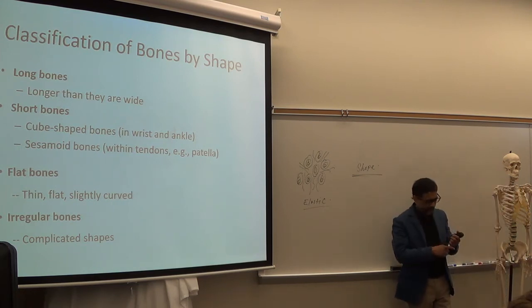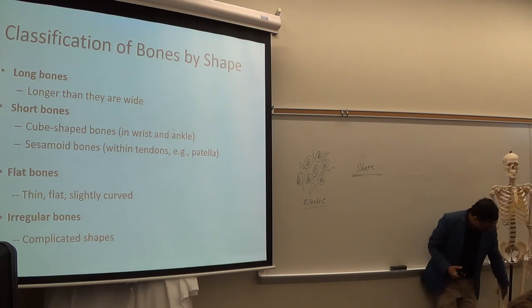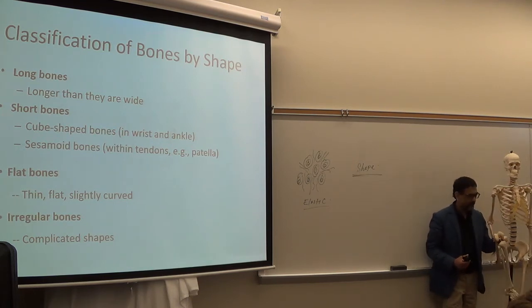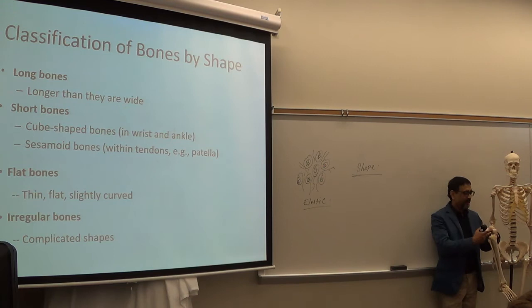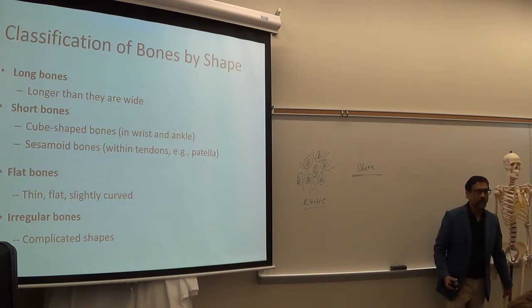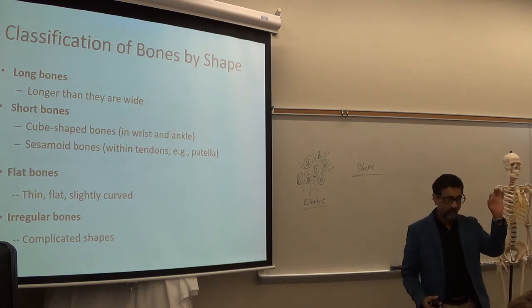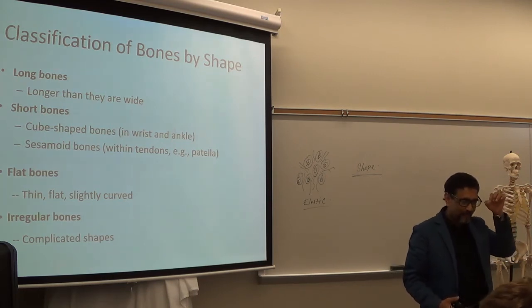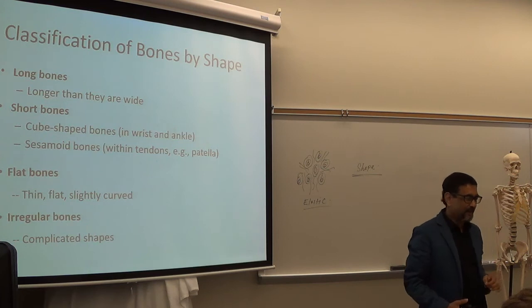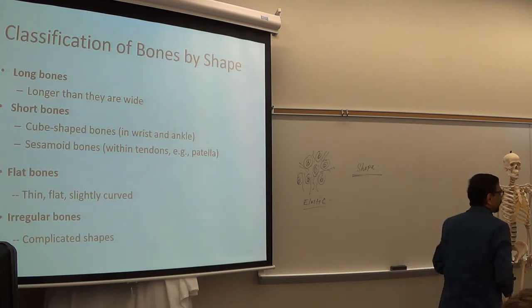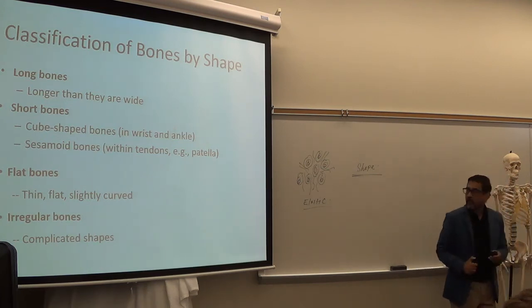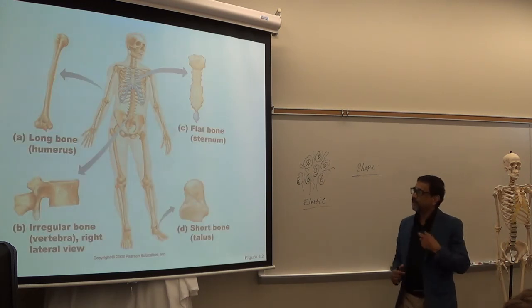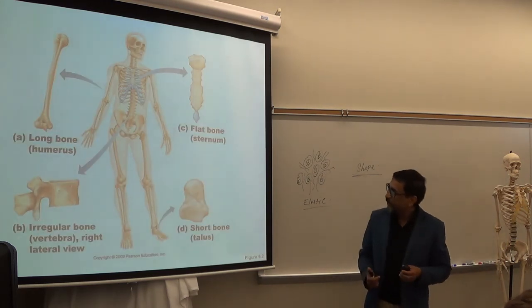There is another type that some books group separately. This is called the sesamoid bone. An example is the patella. It looks like a seed. When you go to Burger King and eat a burger, on the burger bun you'll see tiny seeds, right? Sesame seeds. So, sesamoid bone. That's the classification based on shape.